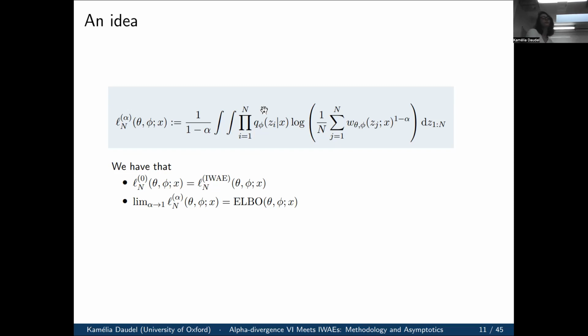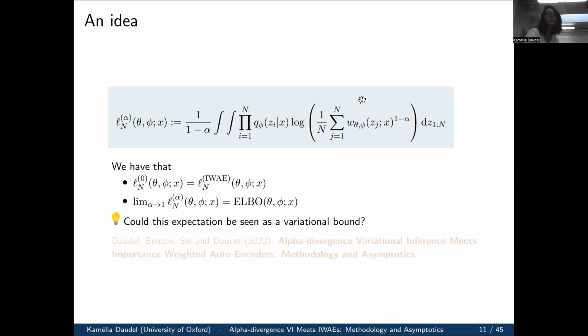Okay, so we see that when alpha equals 0, I've got exactly the EY bound. When alpha goes to 1, I'm not going to prove it, but it's true: if you let alpha go to 1 in this expectation, you recover the evidence lower bound. And at this stage, you're like, okay, could this expectation, what they define as the expectation of the biased Monte Carlo approximation of the VR bound, be the object of interest? Could this be seen as a variational bound?